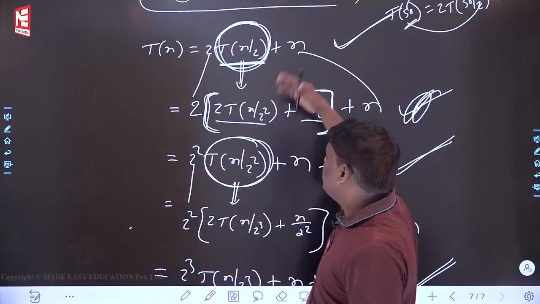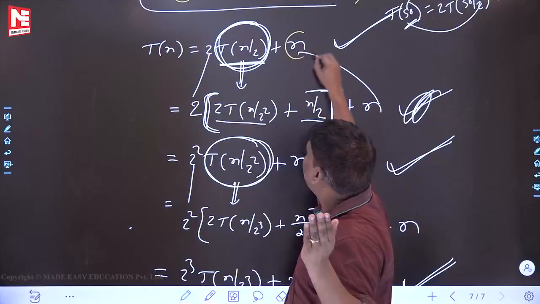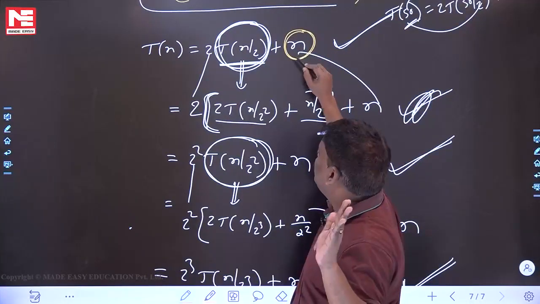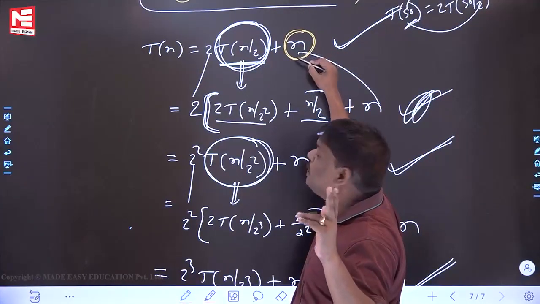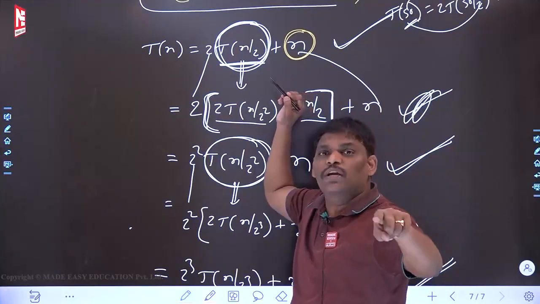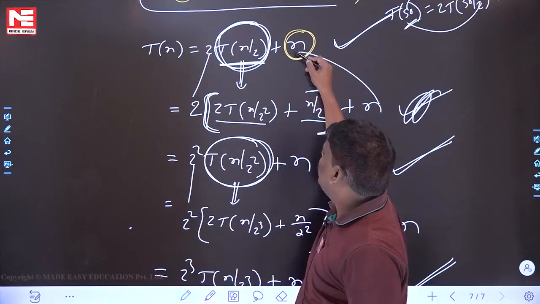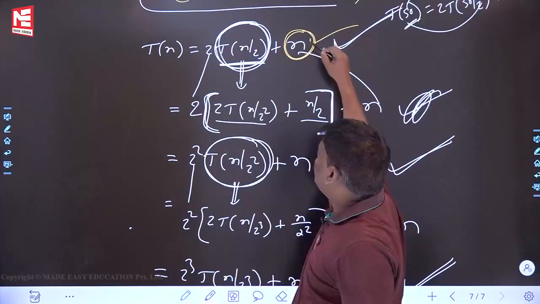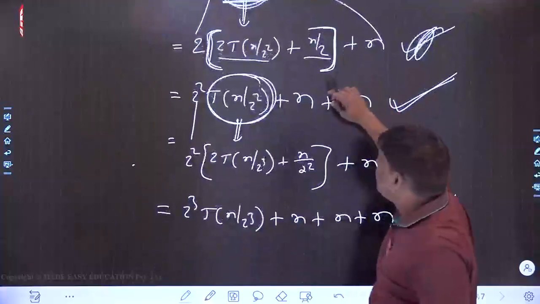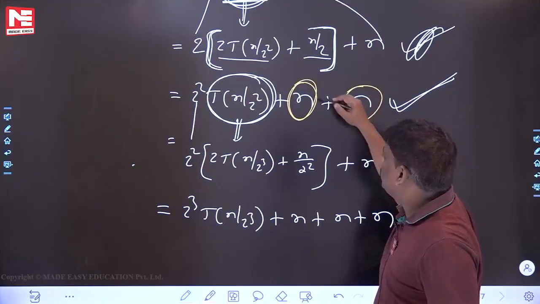See, whenever the substitution method is going on, for the first time one non-recursive term came. Whenever the substitution method is going on, in every level, in every round, one non-recursive term will come. First time over, a non-recursive term came. Second time over, one more non-recursive term came. It is the first level non-recursive term, it is the second level.